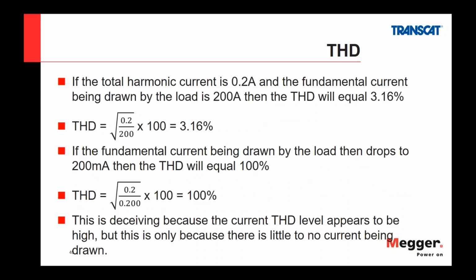on this line. So if you have a total harmonic current of 2.2 amps and the fundamental current being drawn by the load is 200 amps, the THD would be 3.16%. Now, if the fundamental current being drawn by the load drops to 200 milliamps, then the THD will equal 100%. This is deceiving because the THD levels appear to be high, but this is only because there is little current being drawn.